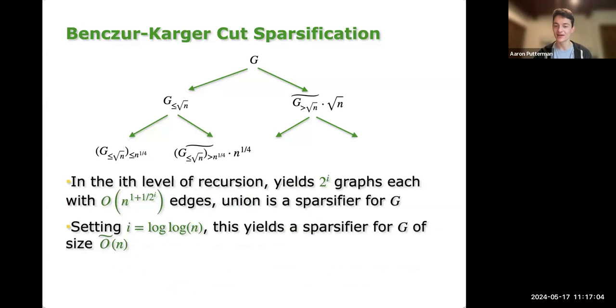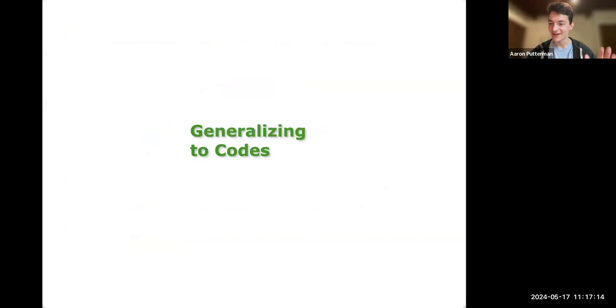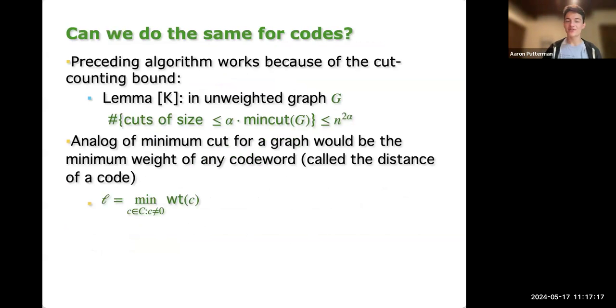And it turns out that this framework, well, not exactly, but at least partly will be amenable to error correcting codes. And that's what I'll talk about briefly now. So in particular, the preceding algorithm works because of this cut counting bound, right? What we were using is that the number of cuts of size within a constant factor of the minimum cut is always bounded by some small value. And this is what enabled us to do this sampling procedure in the graph after we had removed all of the minimum cuts. So the analog of a minimum cut, in the coding theoretic sense, is what's called the distance of a code. And it would just be the smallest weight of any code word in the code.